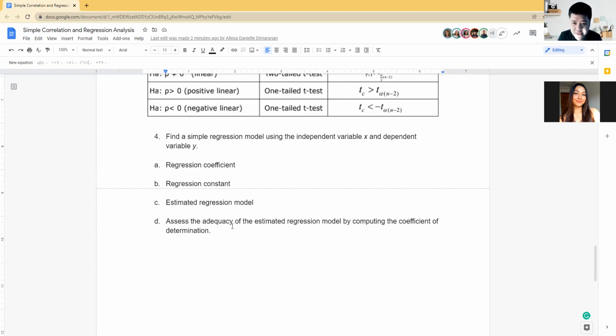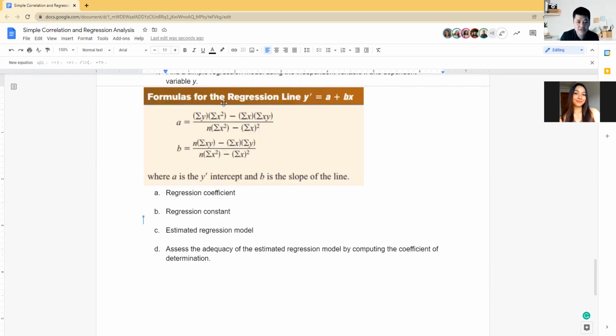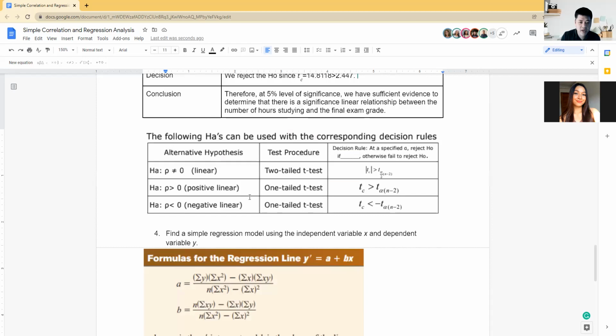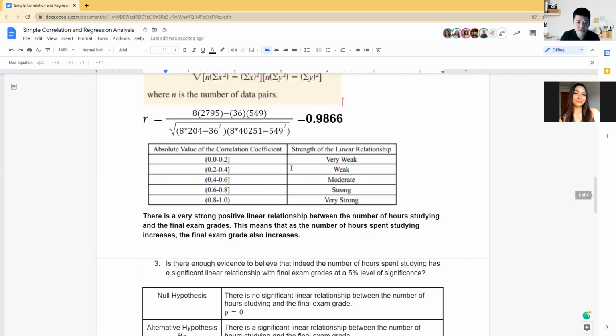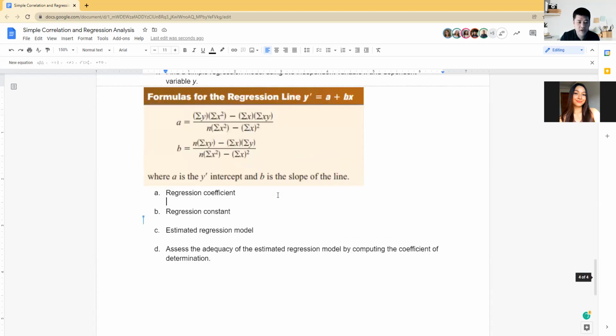Okay, so I found the formula, and we will still be using it. Kita nyo, ang ginamit lang din natin will be the same summations na nakuha natin from the previous table. So yung regression coefficient, that will be our B. So yun yung B, yung slope. For the regression constant, that's your A.